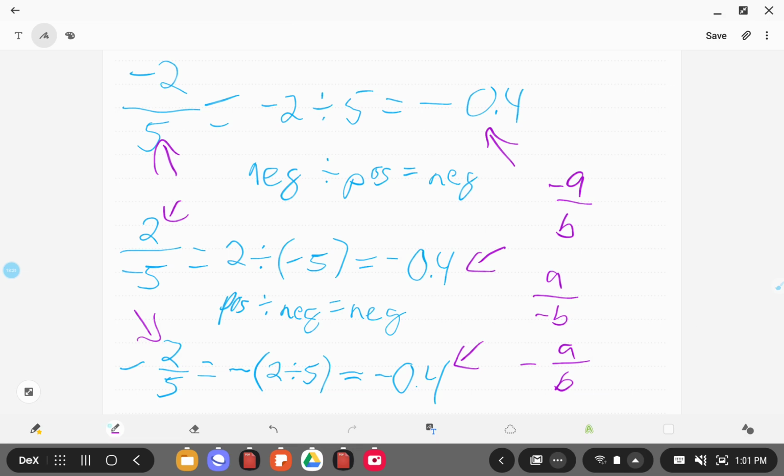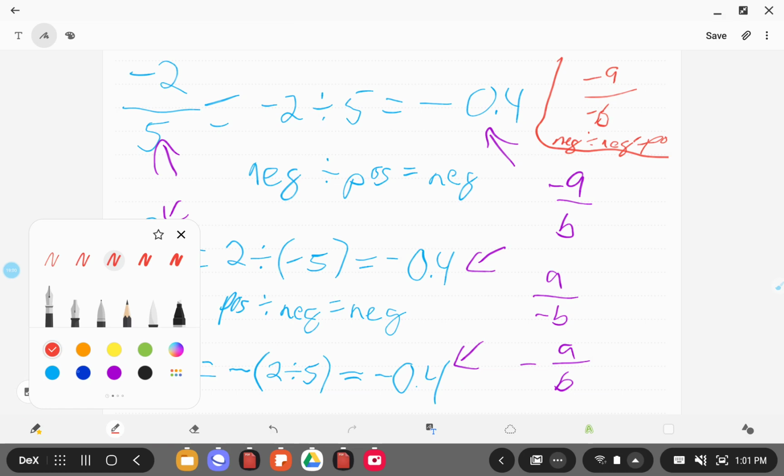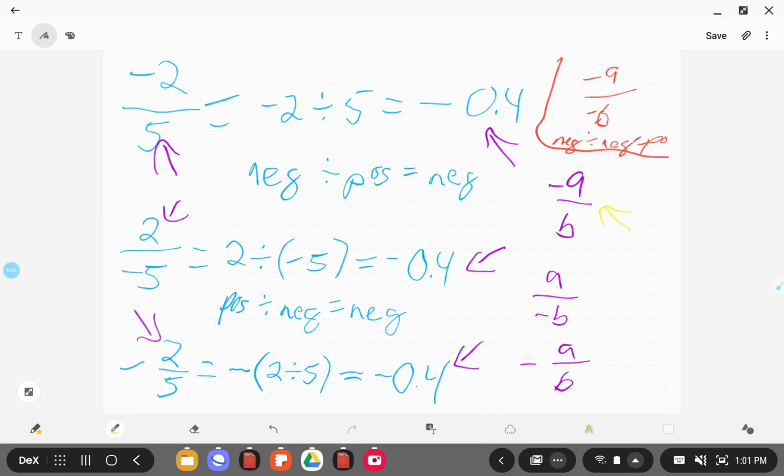These are not the same as a negative over a negative, all right? Because what do you get when you get a negative divided by a negative? Well, our rule told us that a negative divided by a negative gives you a positive, right? So in this case, if we had negative 2 divided by negative 5, we would have a positive 0.4. So this is separate from those. But all 3 of these are the same. Whether the negative's on top, the negative's on bottom, or the negative is outside, all 3 of these fractions are going to give you the same answer.